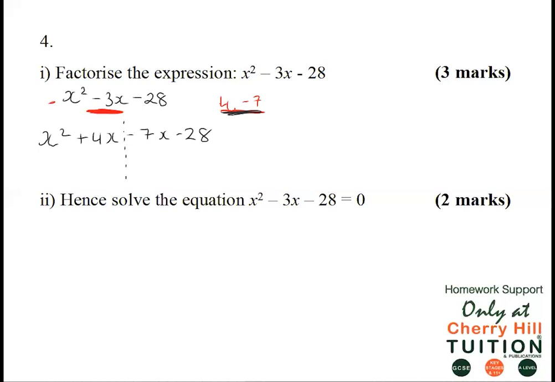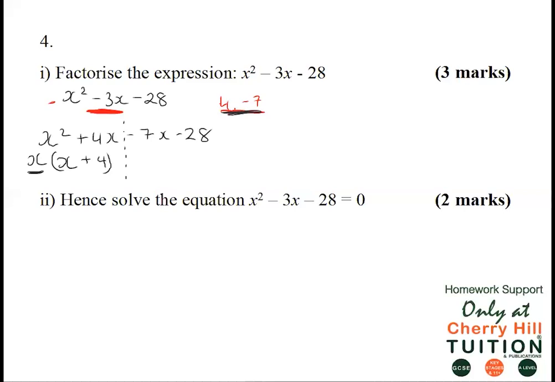So let's start by factorizing the left-hand side. x squared plus 4x. The only thing that is common in both terms is x, so we can take the x out. Now, in order to get x squared, we need to multiply x by x, and then in order to get 4x, we need to multiply x by 4, and that gives us 4x.